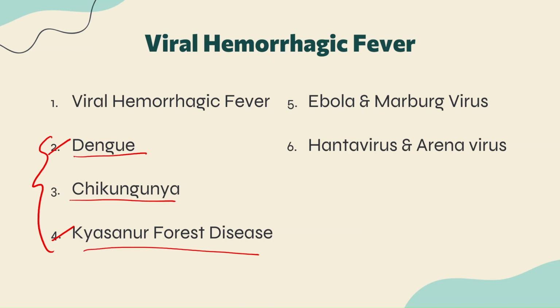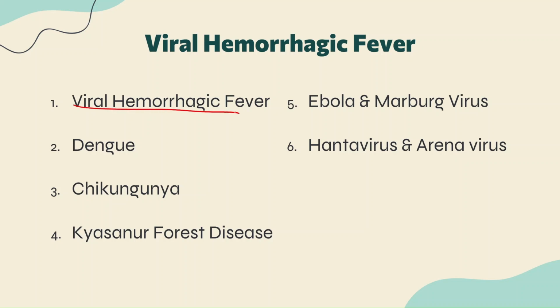Now the others are Ebola and Marburg, meaning filovirus infections, and hanta and arena virus, which are rodent-borne infections. So in this session I only had to tell you the definition of viral hemorrhagic fever and which groups of viruses are included. That is what I had to let you all know.